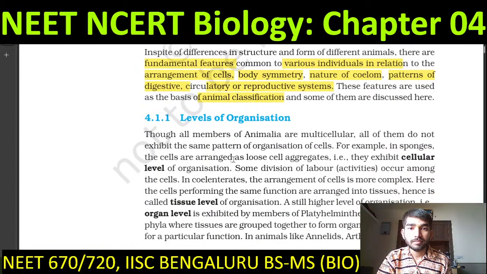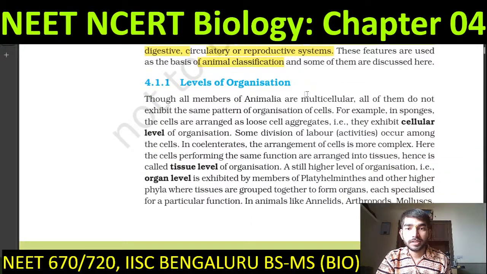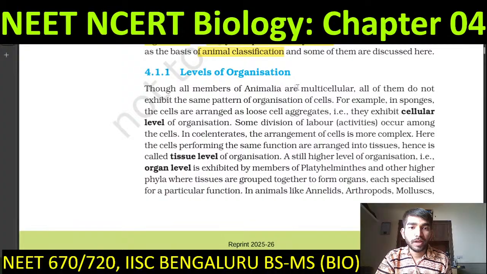So coming to the level of organization, though all the members of Animalia are multicellular, all of them do not exhibit the same pattern of organization of cells. Here we can see that every member in the animal kingdom or plant kingdom is multicellular by definition. There are some unicellular members also, but mostly they are multicellular.